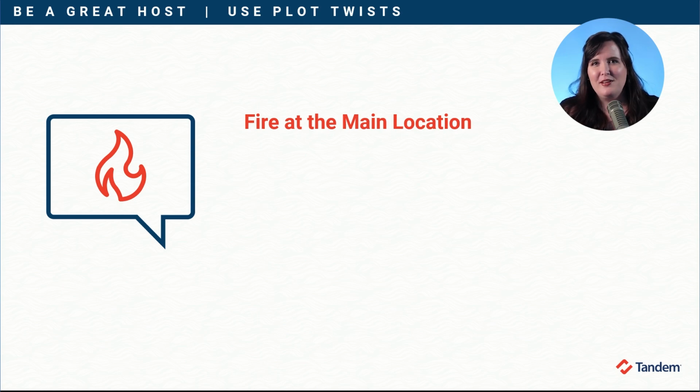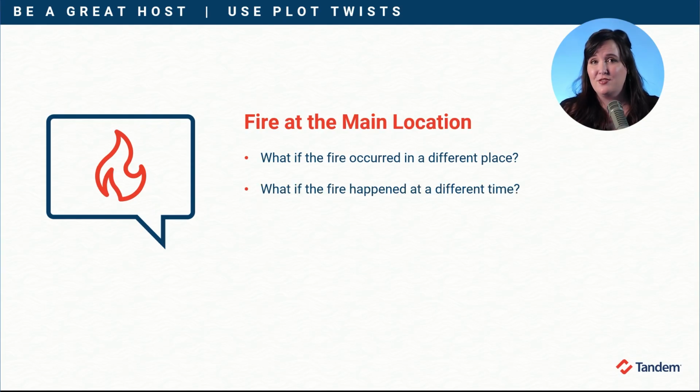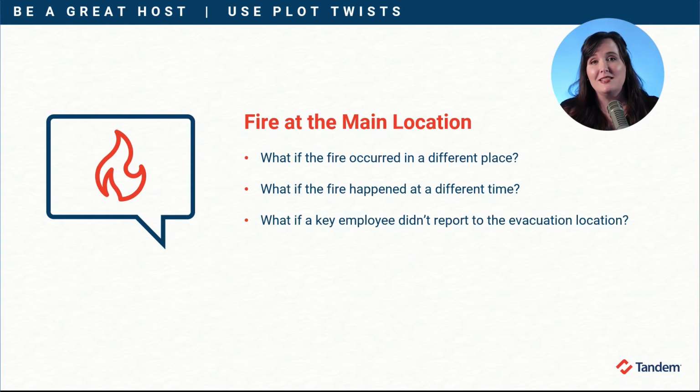For example, if you say you're going to do a tabletop exercise on a fire at the main location, let's admit it, that sounds kind of boring. But what happens if that's only the beginning? What if the fire occurred in a different place, like in the server room instead of the marketing area? What happens if the fire happened at a different time, like at midnight instead of noon? What happens if a key employee didn't report to the evacuation location?